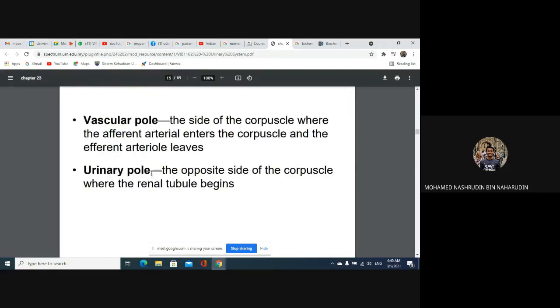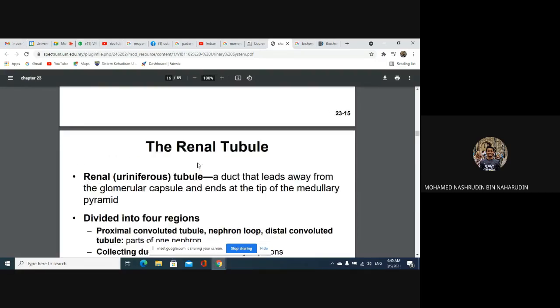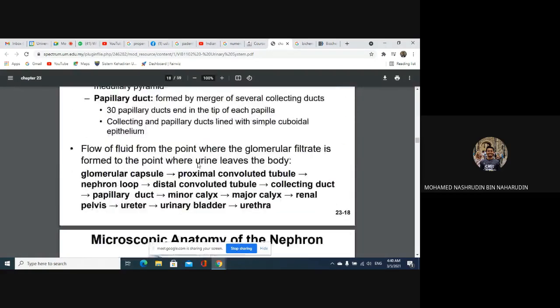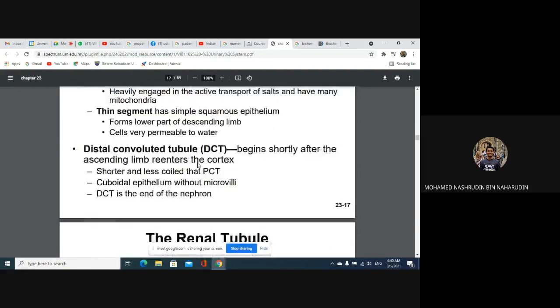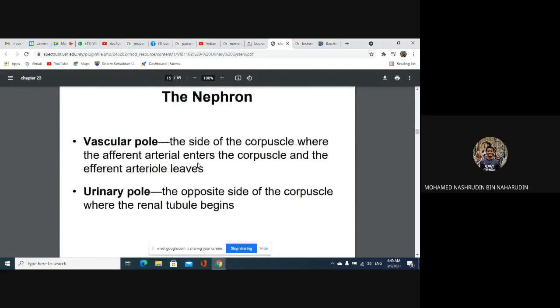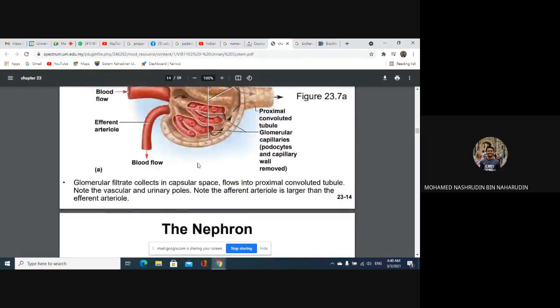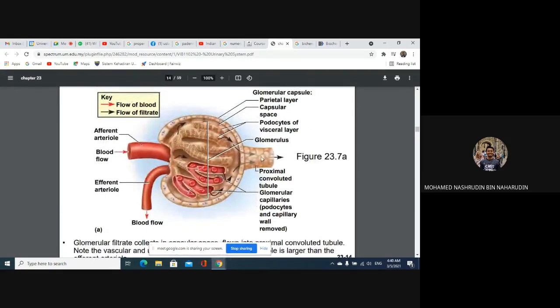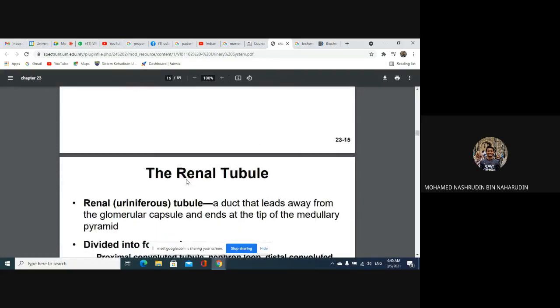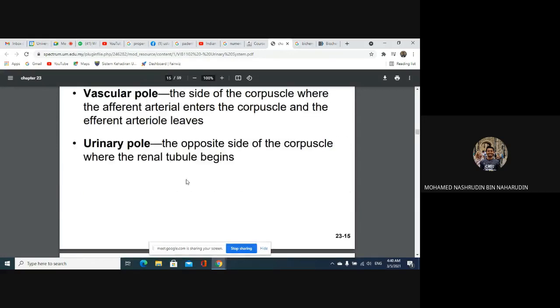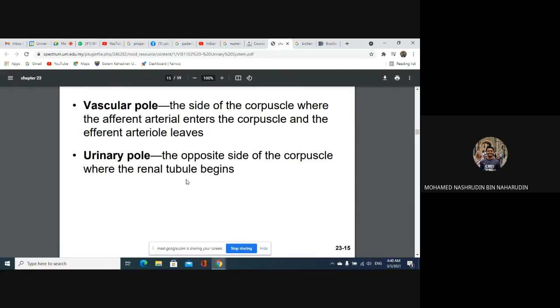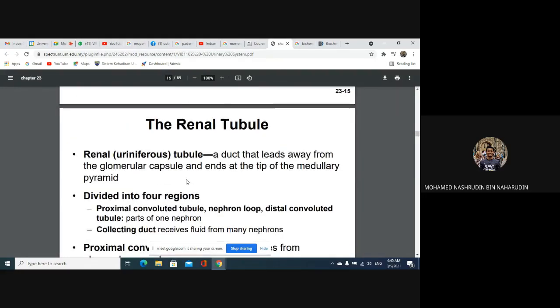And then the urinary pole is the opposite side of the corpuscle, where the renal tubules begin. This part. The urinary pole is the opposite side of the corpuscle, the opposite side of the vascular pole. Okay, two poles.